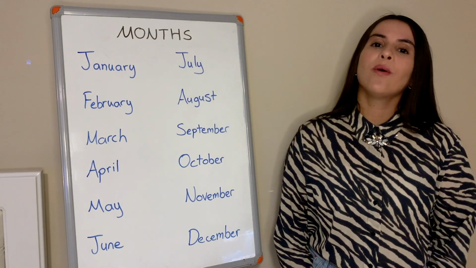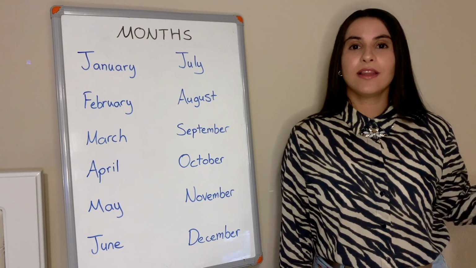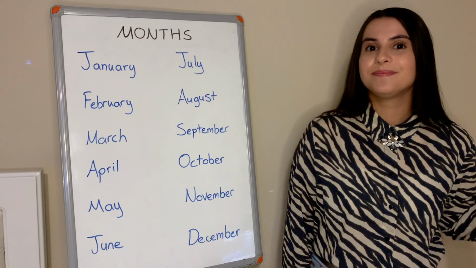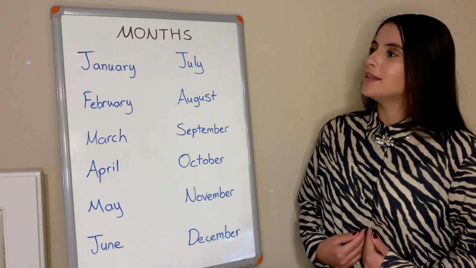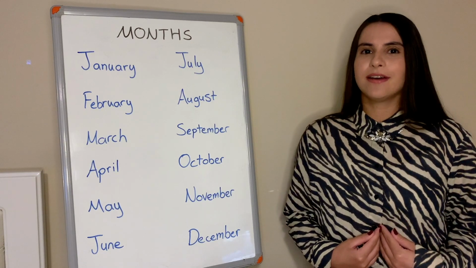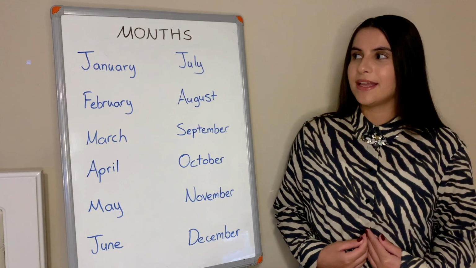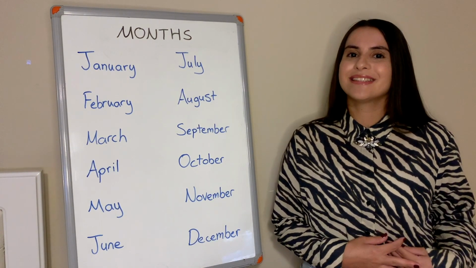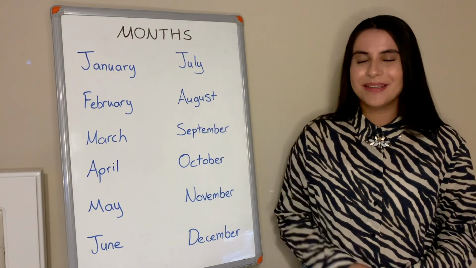Now that you know all the pronunciations to the months, comment down below which month is your favorite month of the year. For example, my favorite month is actually January because in January in Turkey it's winter. So winter is my favorite season, so I choose January and also February.